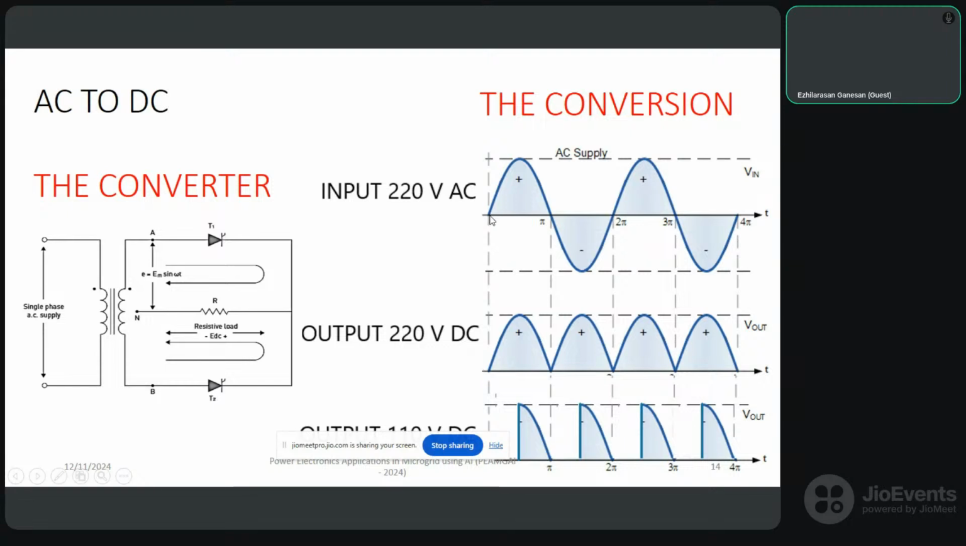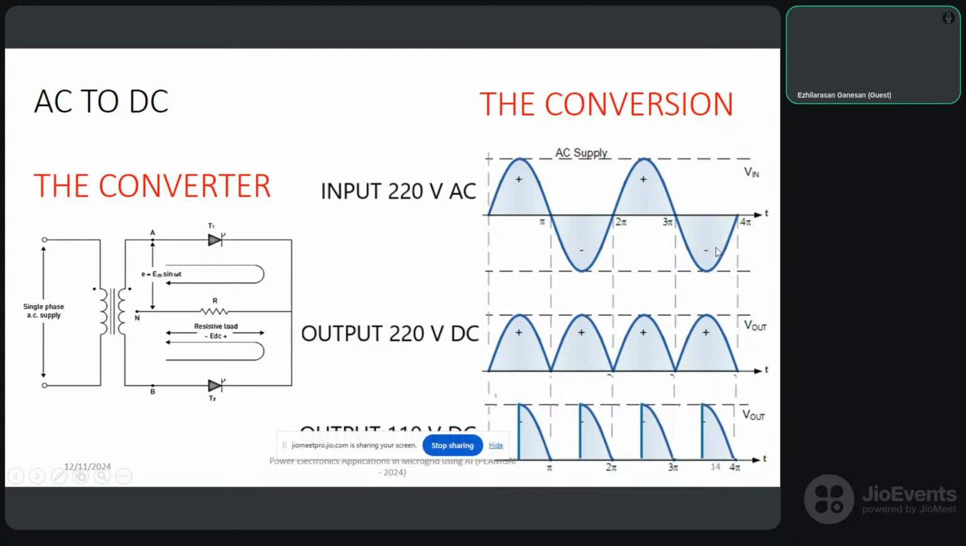If you use the entire waveform, you get 220 volt DC. It is a full wave converter; both positive cycle and negative cycle are utilized. What this converter is doing is clipping the negative half cycle of the input waveform and pasting it on the positive side. For every cycle, the negative half cycle alone is cut and pasted on top.